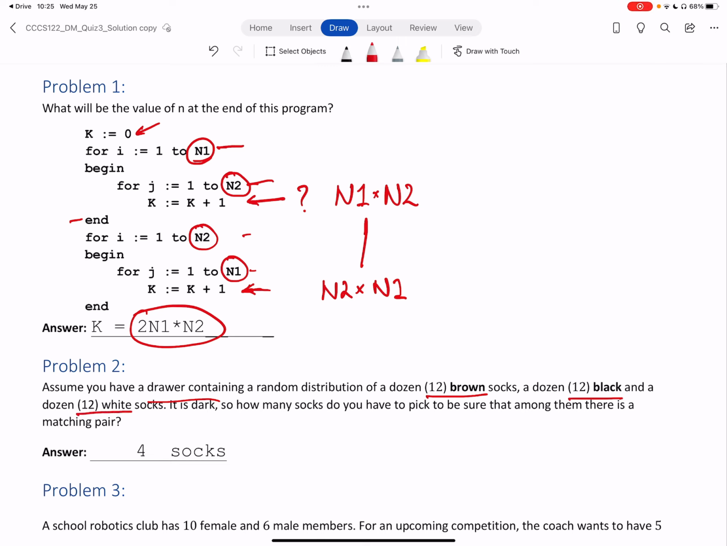And the question is, it's dark. How many socks would you have to pick out of the drawer to ensure you have at least 1 pair? The question is exactly the same as in the example. So we have 3 categories, 3 pigeonholes. We have plenty of socks of each color, which means we need 3 plus 1 socks, and that's the answer, 4, in order to make sure that we have at least 1 matching pair.